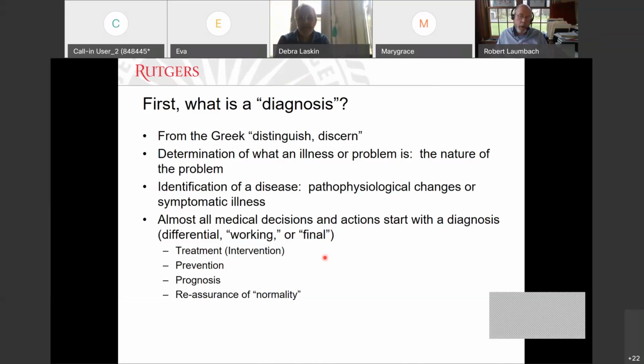But again, almost all medical diagnoses and decisions start with diagnosis. How certain we are is something to consider, but we start with a differential, and we have working diagnoses, then what we may call a final diagnosis, but we can never be 100% sure of a diagnosis. And certainly our diagnosis is going to be the starting point for treatment, prevention, prognosis, or reassurance of the patient about there not being a disease or being normal.